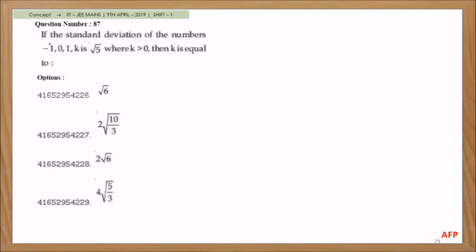Next problem. If the standard deviation of the numbers minus 1, 0, 1, k is root 5, where k is greater than 0, then k is equal to? Standard deviation is root 5, and we know the variance. Variance is equal to summation of xi square divided by n minus mean square. Okay, so this is what we are having. Square root of 5 whole square.